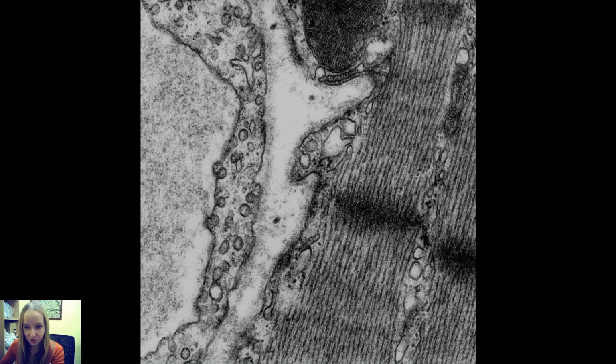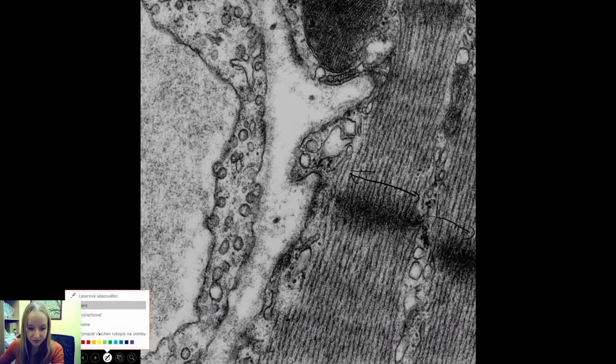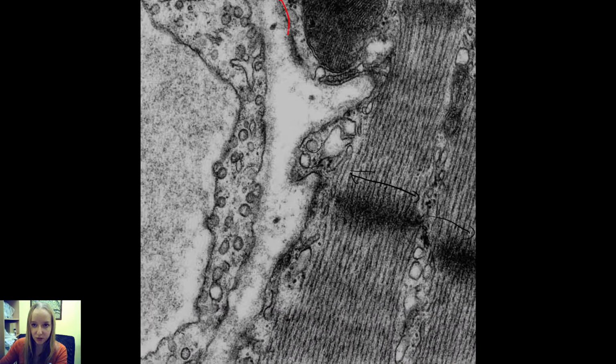And this is a picture of a cardiomyocyte once again. Here we have nice myofibrils. There are some vesicles over here. And this is the outer membrane of a cardiomyocyte, and there should be a superficial lamina, but once again we're not able to see it.